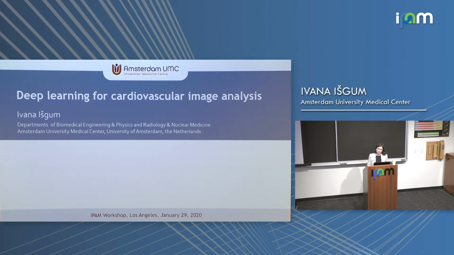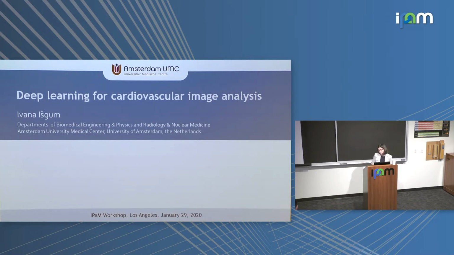The title of my talk is Deep Learning for Cardiovascular Image Analysis. I work in the hospital, and the focus of our work is on application, and analysis of cardiovascular disease is one of the major applications in my group.